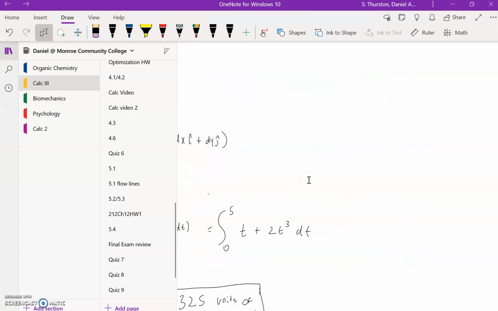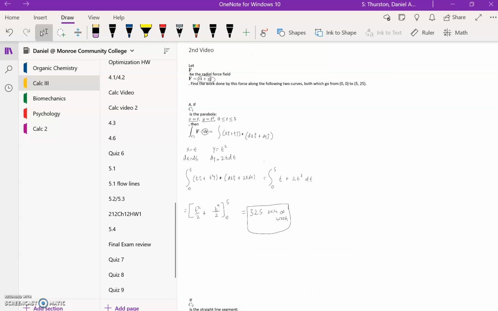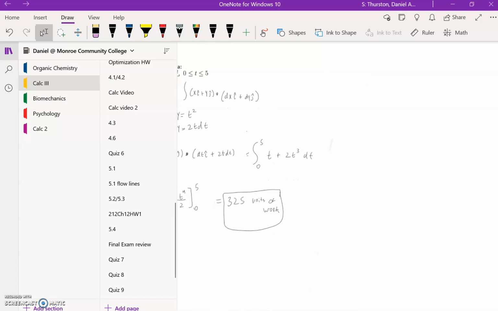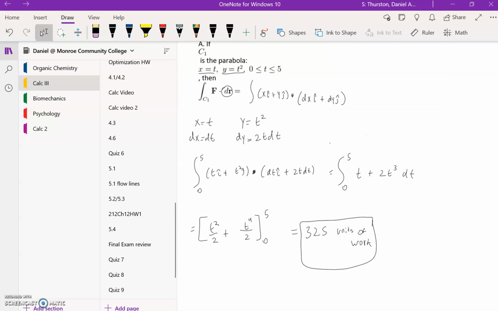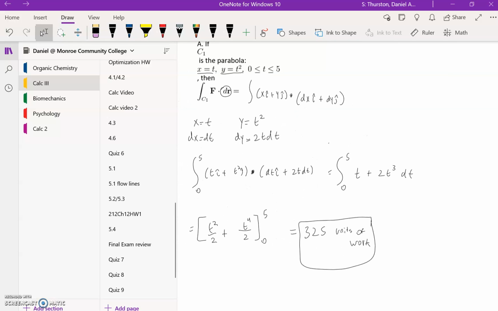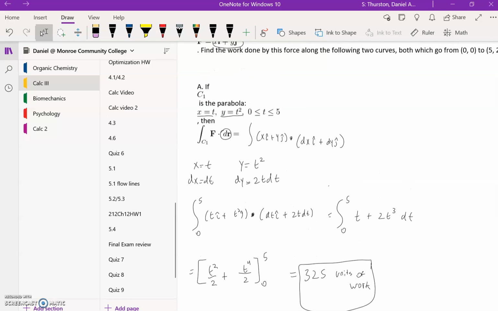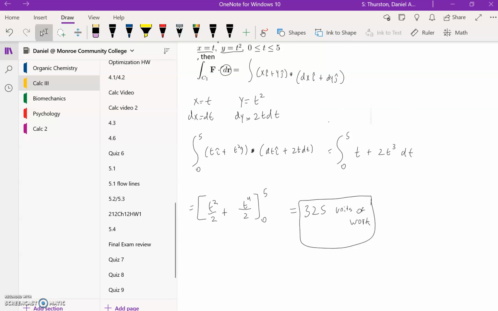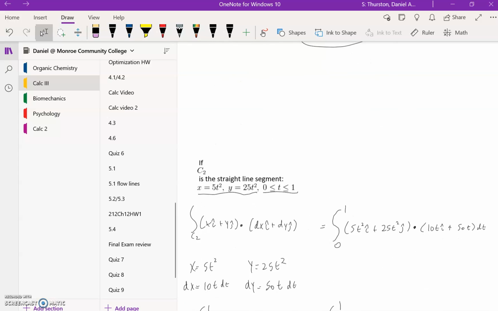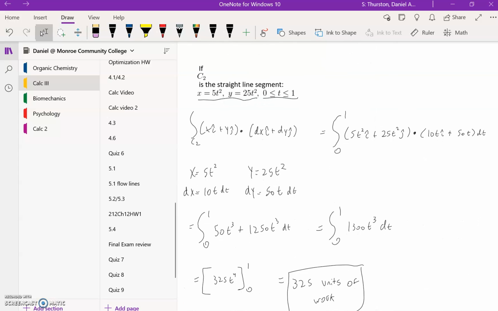Yeah, I guess that's pretty much it for this problem. It's pretty straightforward. When we're not given r, we go through with the curves we're given, find dx and dy, plug the values for x and y into the vector field, do the dot product, and then take the integral. It's not too difficult.